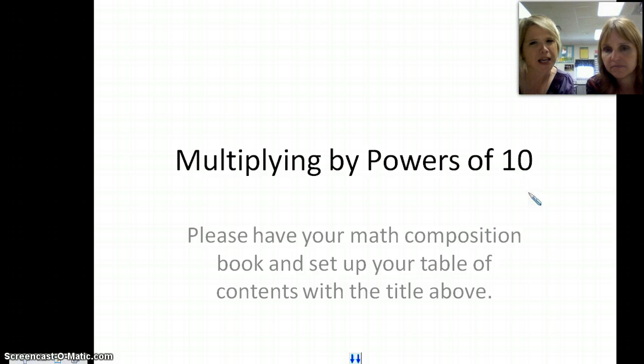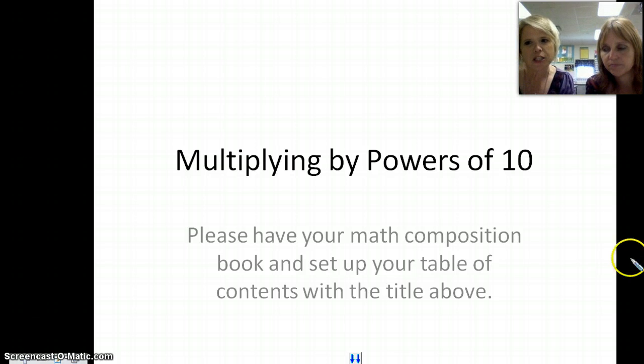You can see that we're going to be multiplying by powers of 10. You see the note that says, have out your math composition book and set up your table of contents now, with your title above. Go ahead and pause the video if you need to and set up your table of contents, and also turn to the next clean page in your composition book.